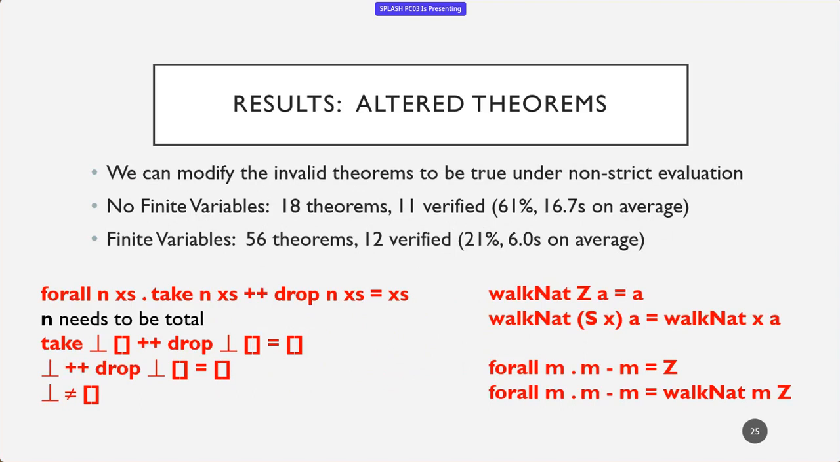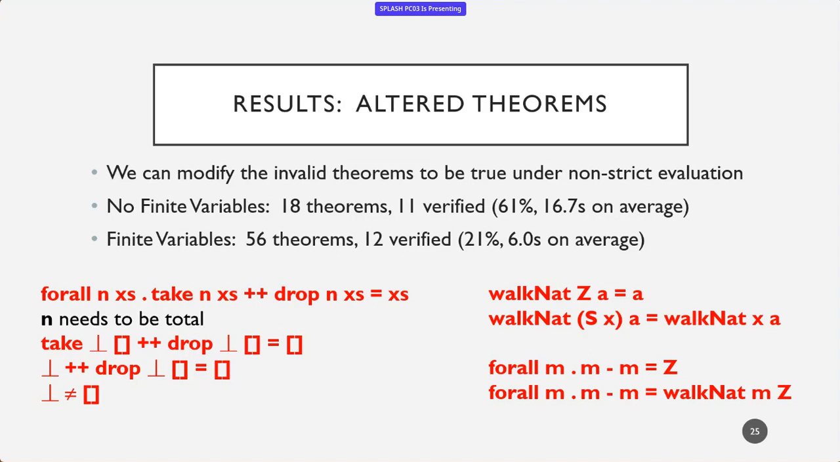Walk_nat is an example of this. It iterates over all of the successors in a natural number and then returns some other argument when it reaches 0 at the end. We can use walk_nat to turn the self-subtraction example from before into a true theorem. If m is an infinite nat, then m minus m will run forever, but so will walk_nat m z.